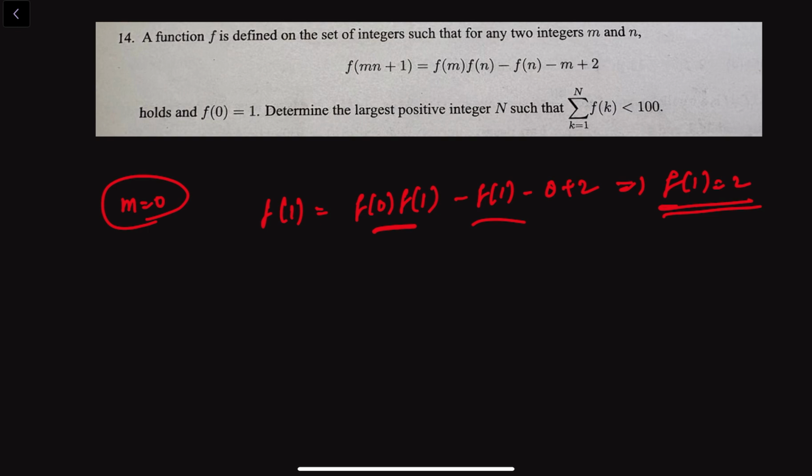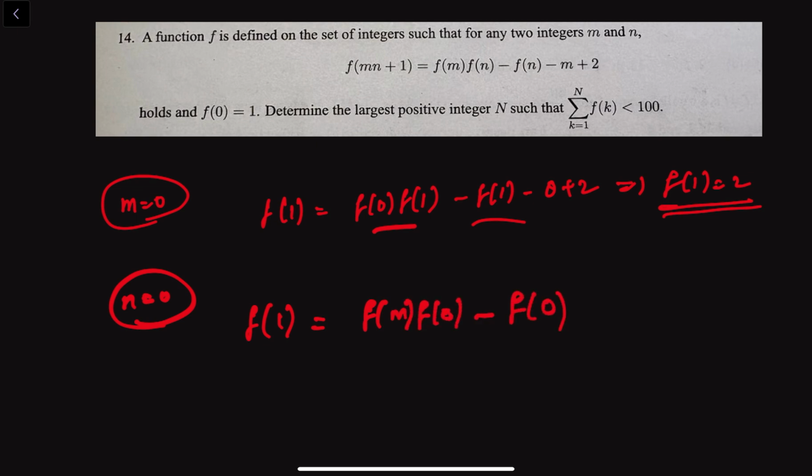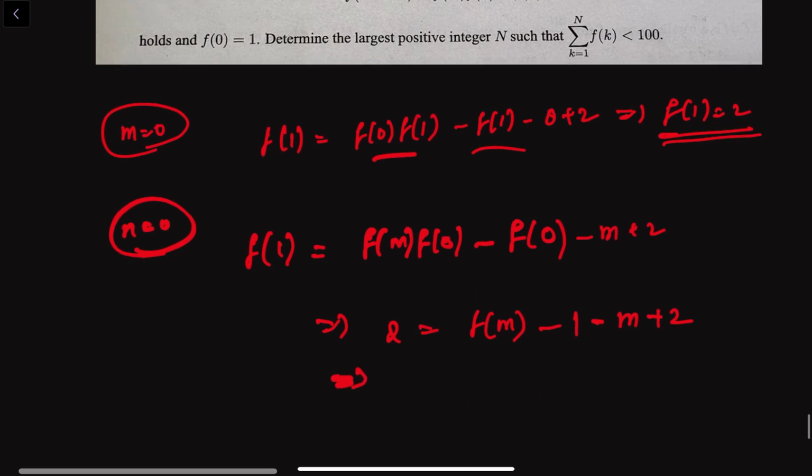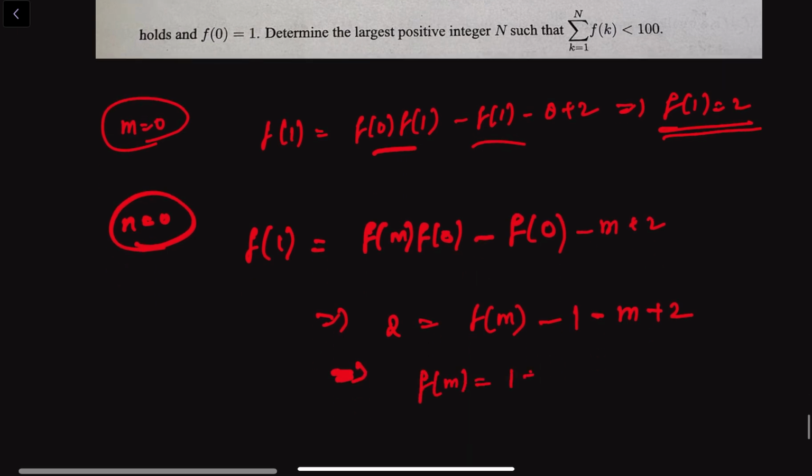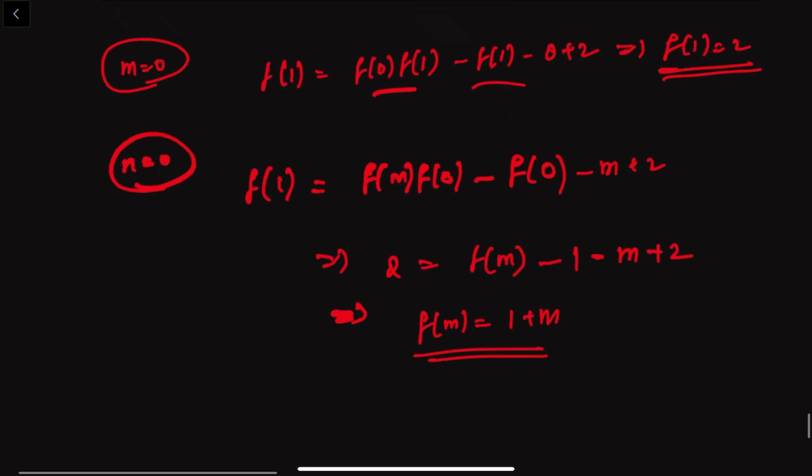So now, if f of 1 is 2, and we substitute n equals 0, f of 1 is equal to f of m into f of 0 minus f of 0 minus m plus 2. That means f of 1, which we already got as 2, is nothing but f of m minus 1 minus m plus 2. So we get f of m equals 1 plus m. Therefore the function f of m is nothing but m plus 1.